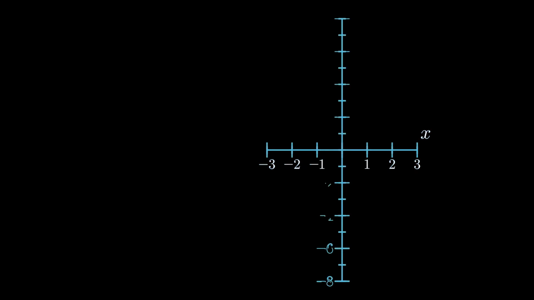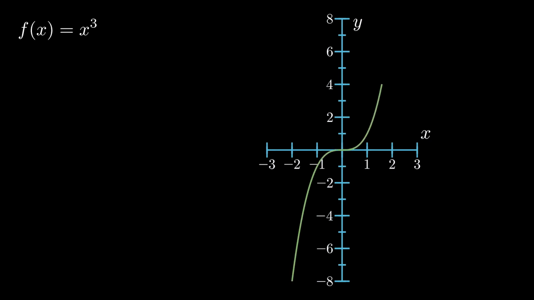Let's just get some notation out of the way with differential calculus. Suppose we have got a function x cubed. We know what that looks like. It's got a point of inflection at the origin. I'm going to tell you that the derivative of this function is 3x squared. So we write that as f prime of x being equal to 3x squared.